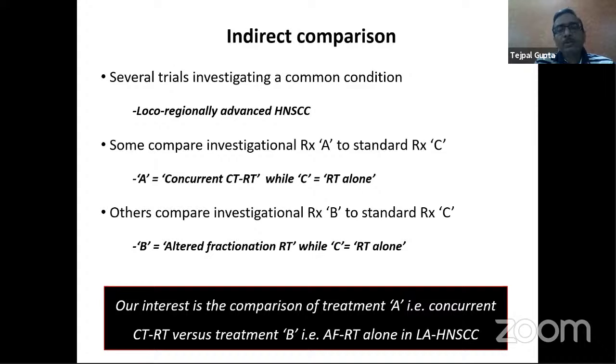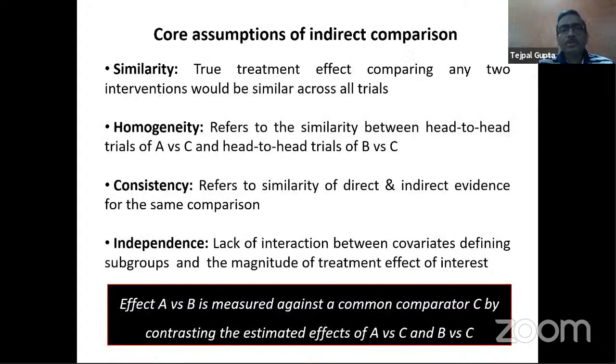So the condition of interest is locoregionally advanced head and neck squamous cell carcinoma. Many trials compare concurrent CTRT with RT alone. So concurrent CTRT is the investigational treatment there, and standard fractionated RT is the control arm. Some others compared altered fractionation RT with standard fractionated RT. So investigational treatment B compared to standard treatment C. Our interest was the comparison of treatment A with treatment B: concurrent chemoradiotherapy versus altered fractionation radiotherapy in locoregionally advanced head and neck squamous cell carcinoma.